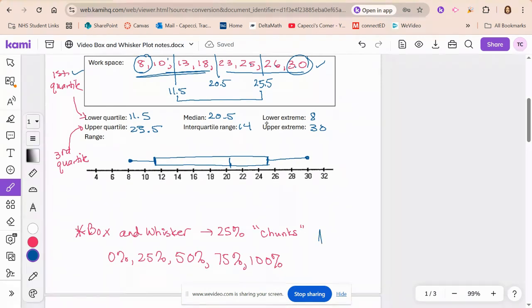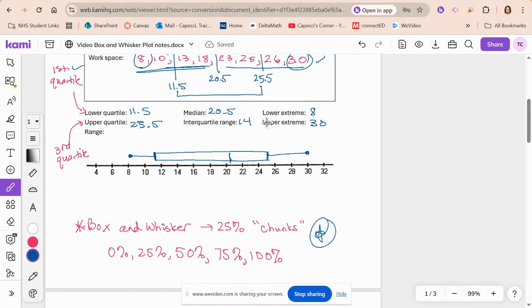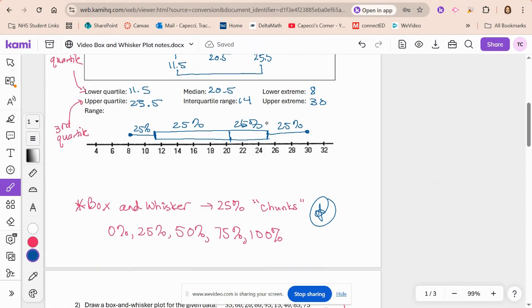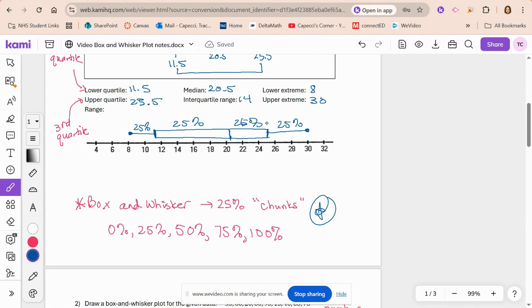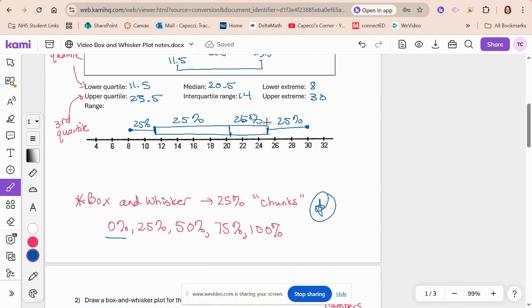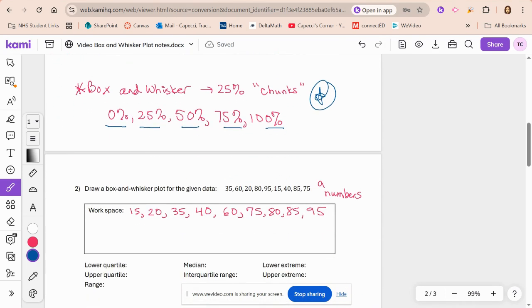Now, the other thing about the box and whisker plot is everything is in chunks of 25%, right? From my lower extreme to my lower quartile, that's 25% of the data. From my lower quartile to my median is 25%. From my median to my upper quartile is also 25%. And from my upper quartile to my upper extreme is also 25%. So if a question asks you what percentage of the data is above this or below that, you can only have these answers: 0%, 25, 50, 75, or 100%. There's never going to be something like 33 or 47. Everything is in chunks of 25%.